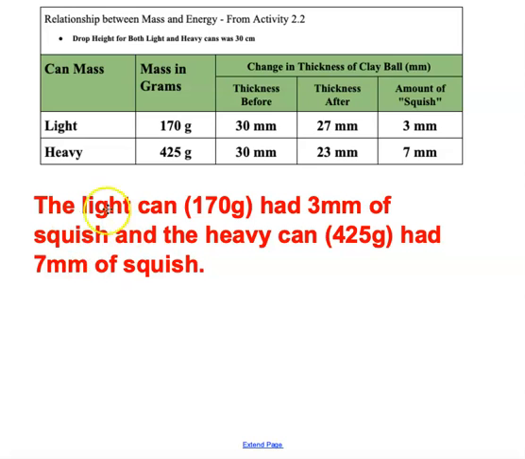So again, I just put the bare minimum. This is the bare minimum you needed to have for a proficient score. The light can, 170, well, I'll be honest with you, I don't even think you need to have 170 and 425. If you would have just said the light can had 3 millimeters of squish and the heavy can had 7 millimeters of squish, I would have been fine with that. That 170, 425, it's nice to have, not necessary.